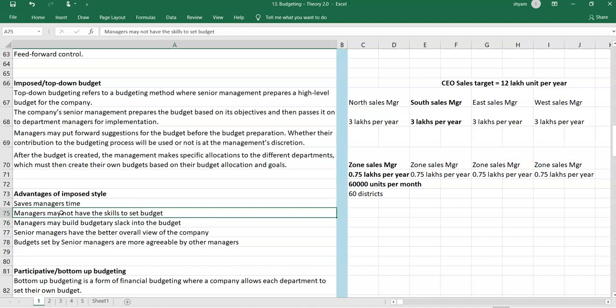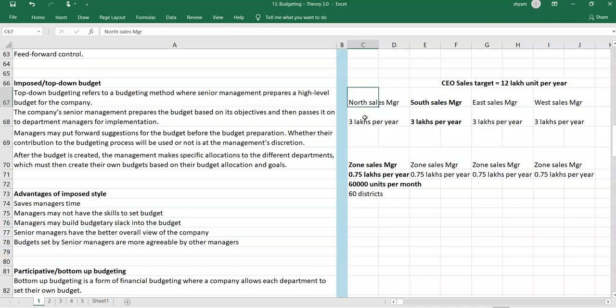Next, managers may not have the skills to set a budget. These managers might be sales managers who are experts in sales, but creating a budget requires support from a management accountant or a management accounting department. So usually the managers will not have that kind of skill to create a budget. So why do activities where they are not an expert? The next one is managers may build budgetary slack into the budget. For example, if each of these people have to create a budget and give it to the top management, what will happen is this.